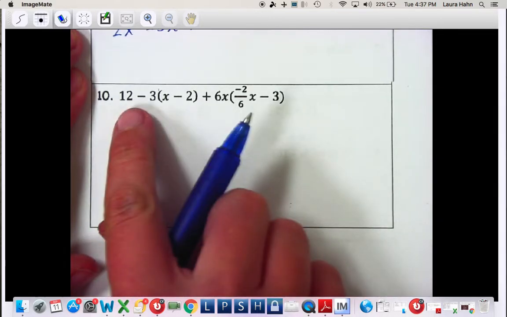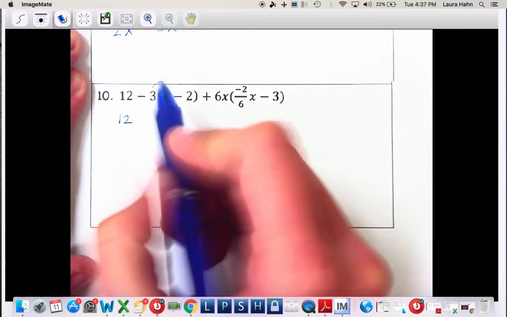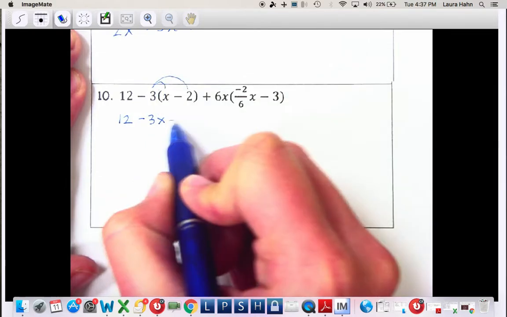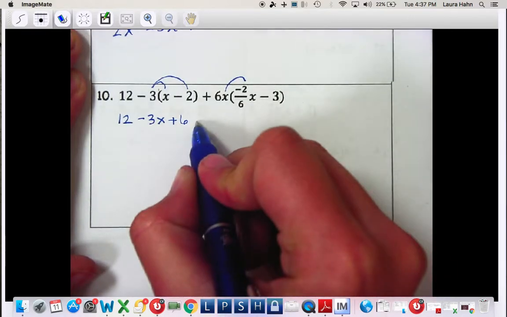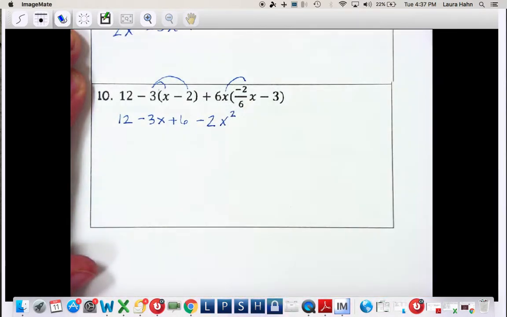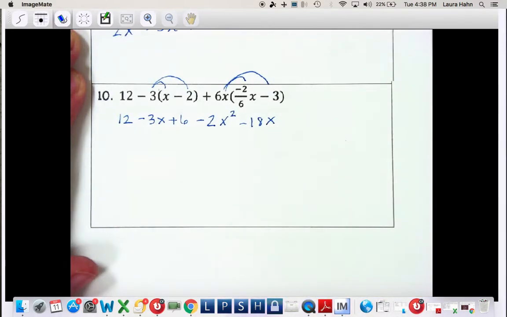Okay, this 12 is out front of everything, so it just drops. What I am distributing is this negative 3. Negative 3 times x is negative 3x. Negative 3 times a negative 2 is a positive 6. All right, we're going to distribute again. 6x times negative 2 over 6x. So numbers first. I know 6 times negative 2 over 6 is going to give me a negative 2. X times x gives me x squared. All right, finally I have 6x times negative 3. That's going to give me a negative 18x.